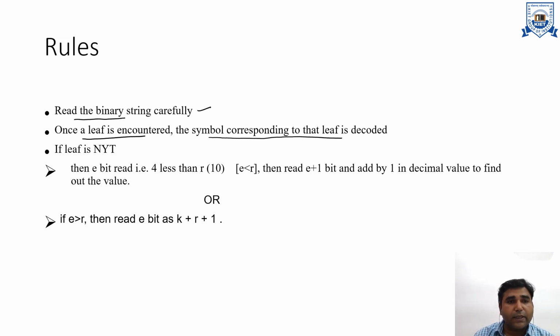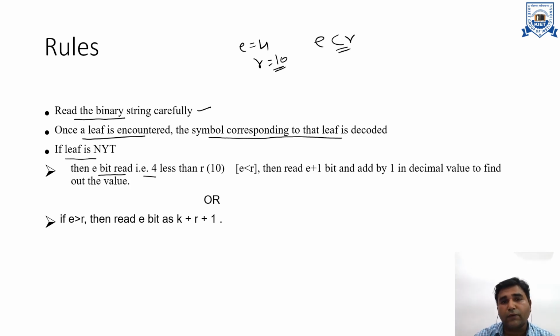The next rule says that if the leaf is NYT, when we traverse from the root to the NYT node, then we have to read e bits, that is 4. We already know that the value of e is 4 and the value of r is 10. So then e bits are read, that is 4, and this is if the value of e is less than r.